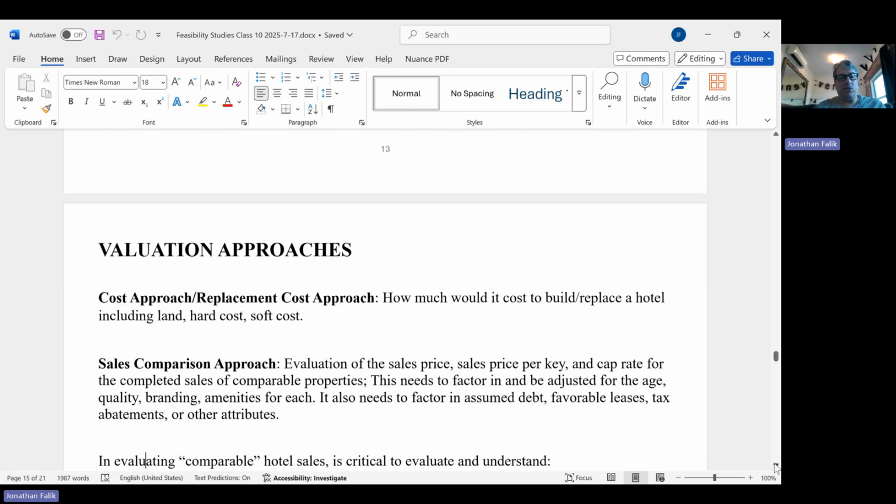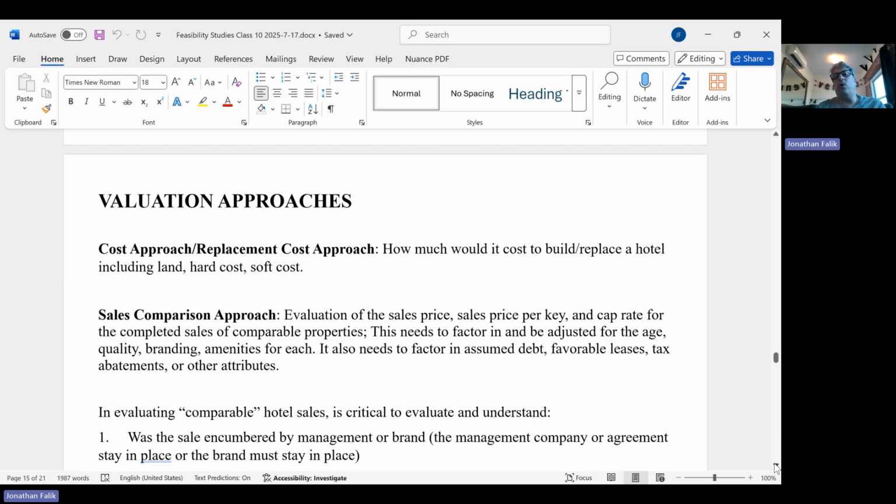So let's talk about this cost approach. How much would it cost to build or to replace the hotel? That's to buy the land, hard costs, soft costs, all of the interest expense, everything, if you were going to build and replace it. Now, what's really tricky about this is you would not replace a 30-year-old hotel, meaning you would not build it to a 30-year-old standard. You would build it to a new standard. So this is more of a theoretical, what would it cost to build this same product new?